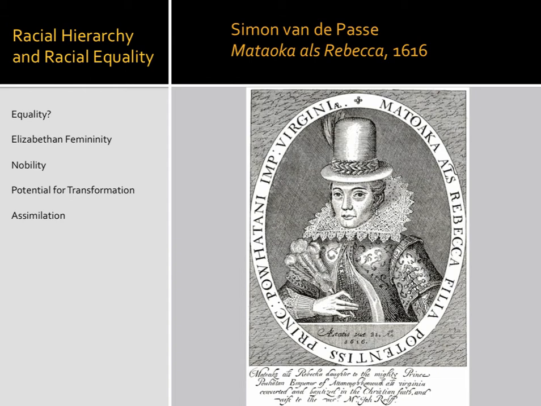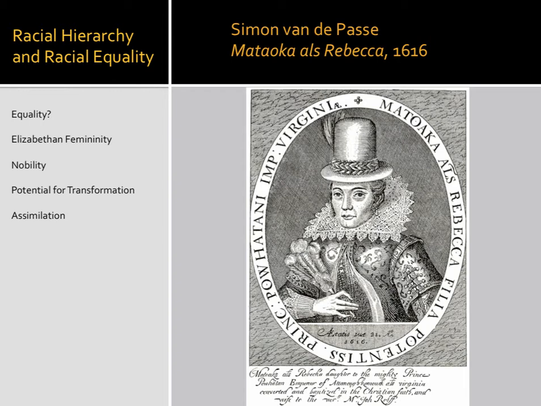So this early drawing, later to become an engraving by Simon van de Pas, is of Pocahontas in 1616. By the way, her indigenous name was Mataoka. She took the name Rebecca after she was baptized and married to John Rolfe, under the suspicious circumstances of her having been kidnapped and held captive before those conversions took place.